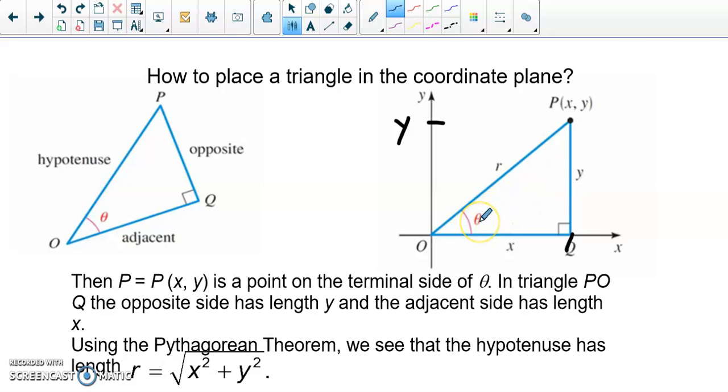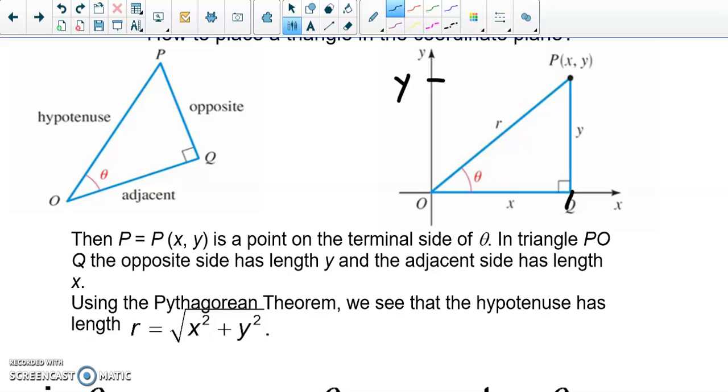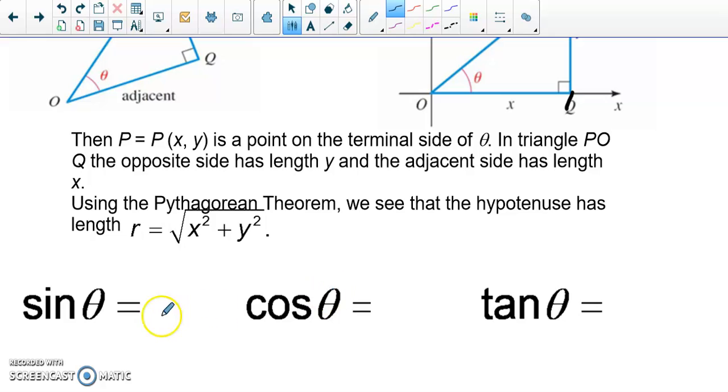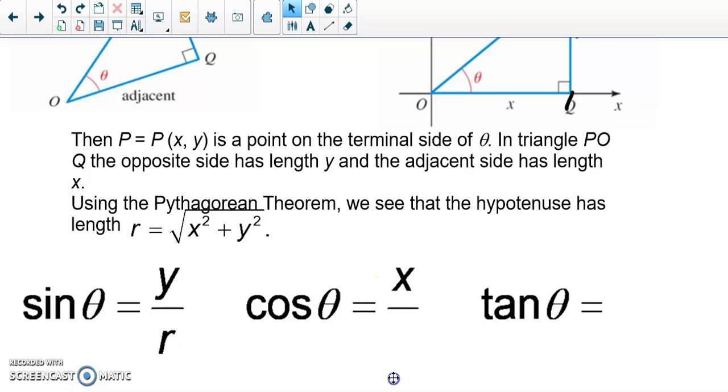Sine would be opposite over hypotenuse, so y over r is our sine of angle theta. Cosine of angle theta would be x over r, since it's adjacent over hypotenuse. And tangent is opposite over adjacent. If we look a little bit lower, you can write all these ratios just by looking at the triangle over here. Cosine of theta is x over r, and tangent of theta is y over x.